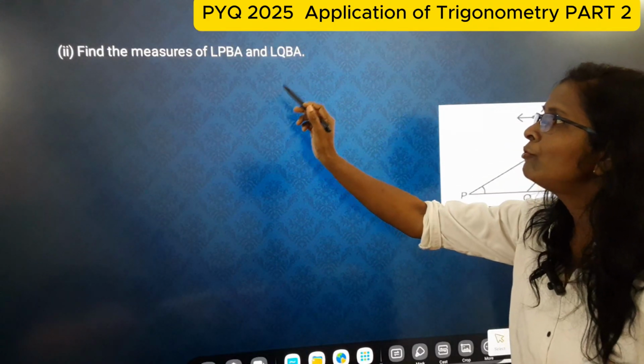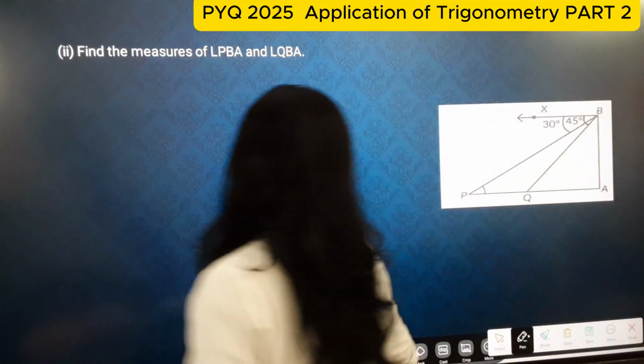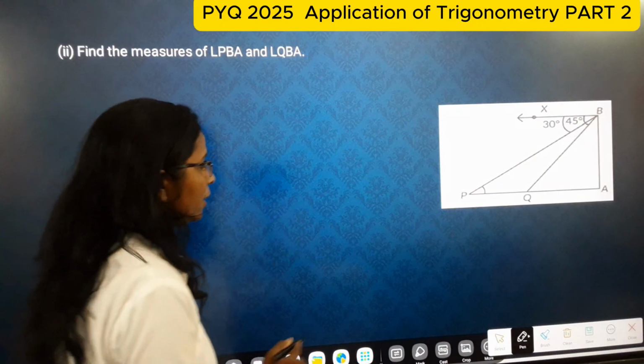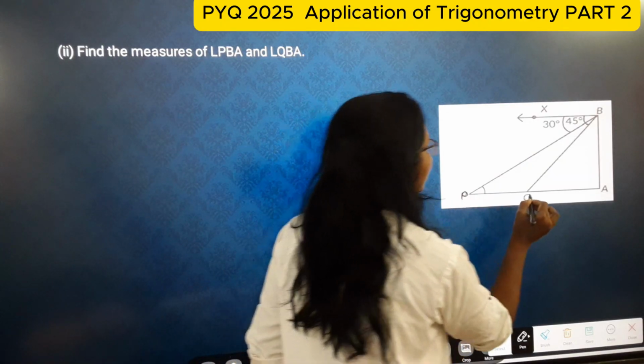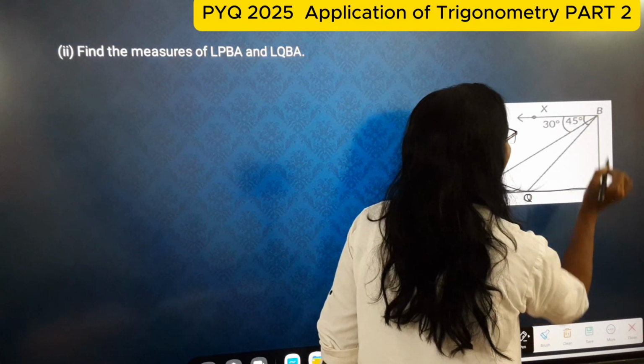And now the measure of angle PBA and angle QBA. So now here, students, in this figure, we have to find out the angle.